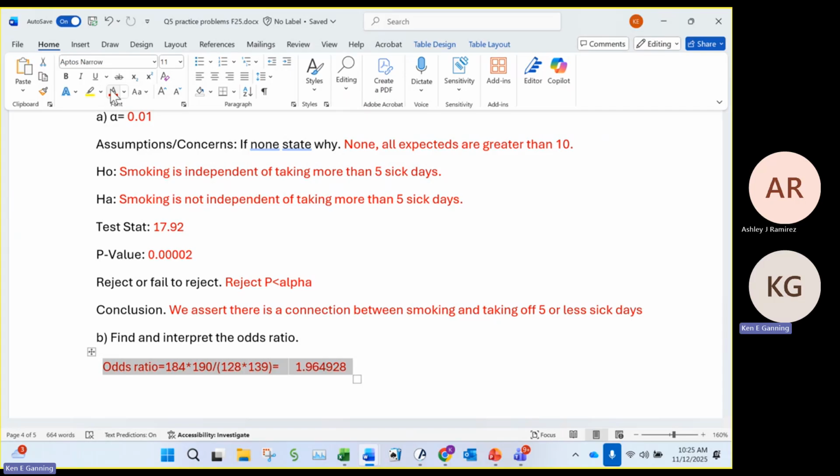Do the multiplication separately. First, you multiply 184 by 190. Write that down, or if you're on a computer, store it in Excel. Then calculate 128 divided by 139. Write that down. Then do your division.